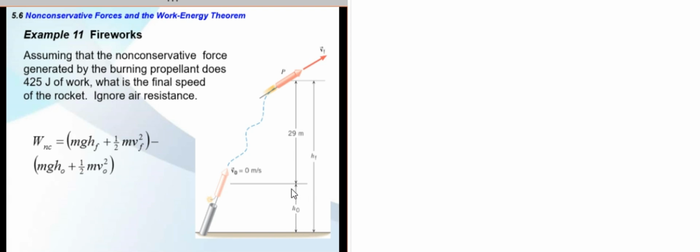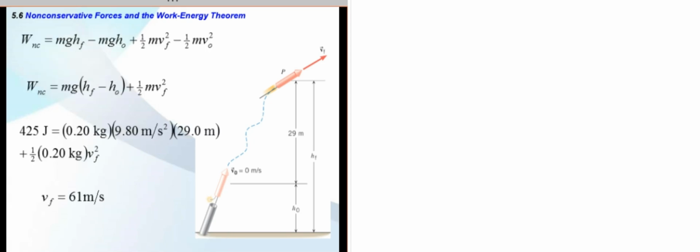Here's the initial height and here's the final height. It's not given, but what is given is that the burning propellant does 425 joules of work. So what is the final speed? From the initial point to the maximum point, it reaches a maximum height of 29 meters. Now let's try to solve this problem. So WNC is equal to mghf minus mgho.